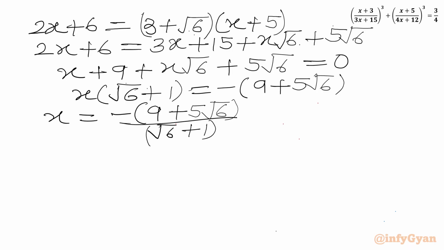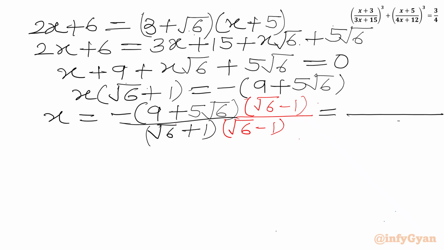Now we will use rationalization of the denominator. So we need to multiply here with root 6 minus 1. So in the numerator, root 6 minus 1. So the denominator will become root 6 squared minus 1 squared. So the denominator will be 6 minus 1, 5. And in the numerator we will get minus sign in the bracket 4 root 6 plus 21. So this is our first answer.